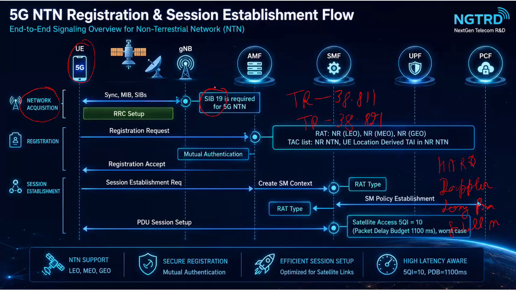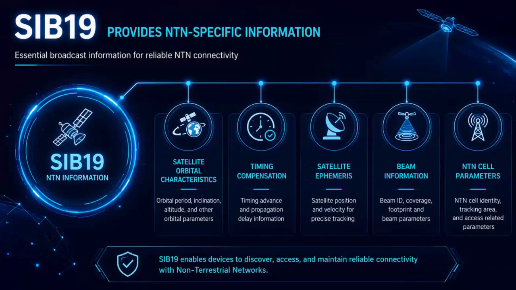So what are the features, or why is SIB 19 required? You can see that there is various specific information which this SIB provides, right? One is satellite orbital characteristics. With the help of SIB 19, we can get various parameters like altitude, velocity, inclination, and movement patterns of various orbits like LEO, MEO, GEO. These parameters determine the satellite coverage area, propagation delay, visibility time, and handover in NTN networks.